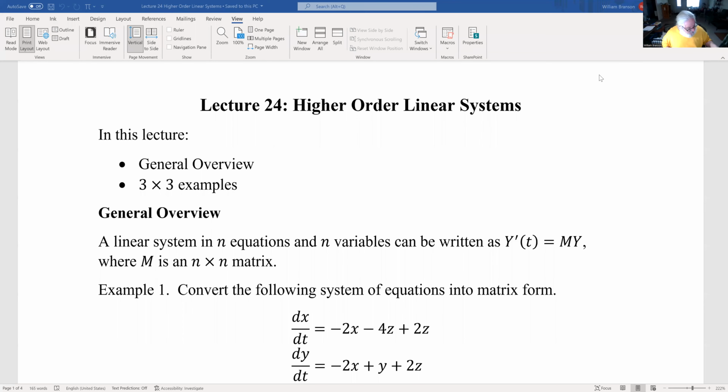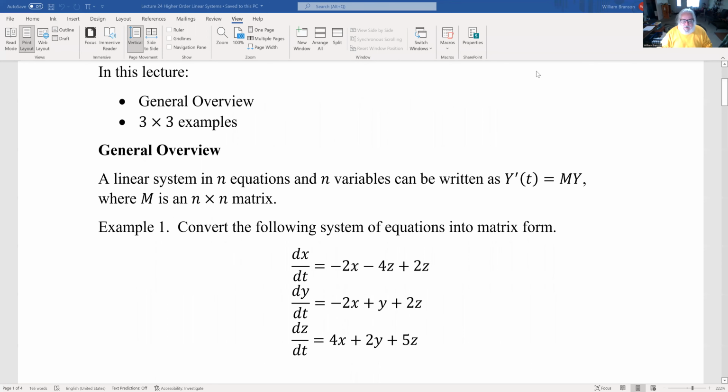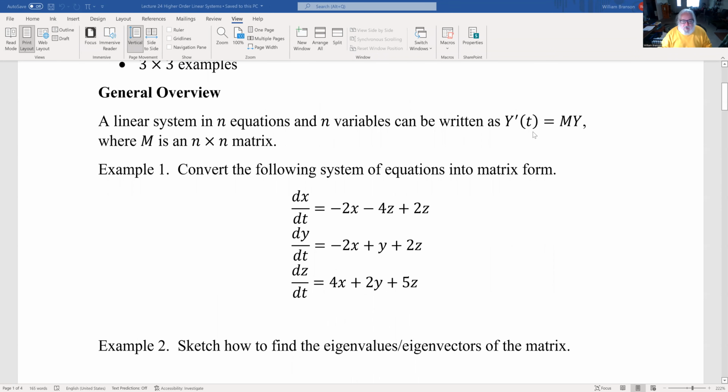So higher order linear systems, we're not going to do a huge amount of calculations here. What we're going to do mostly is look at some pictures and think about how we can put together the stuff we know about two-dimensional systems to think about three-dimensional systems. So if we have n equations and n variables, we can write it as y prime of t equals My, where M is an n by n matrix.